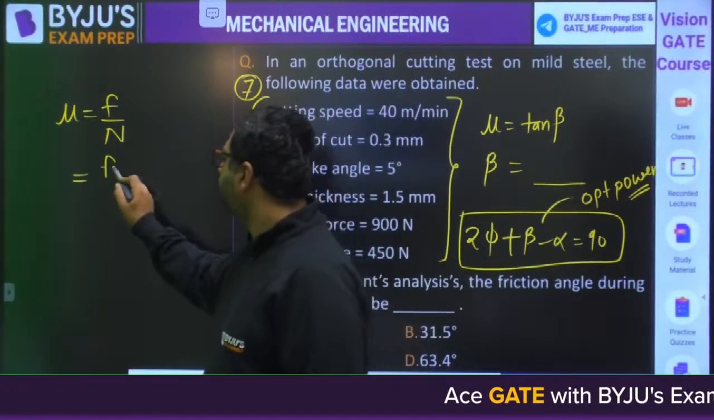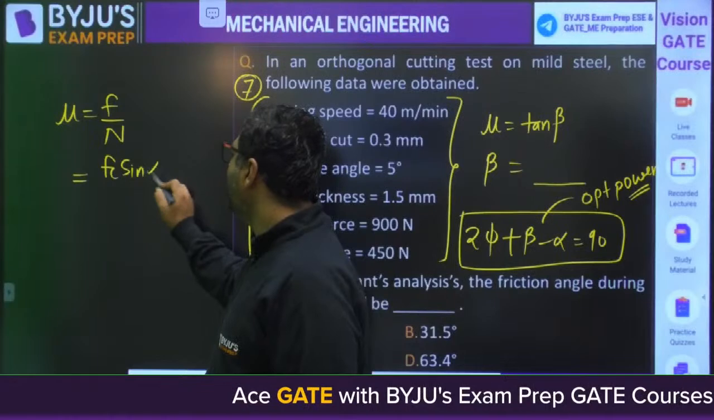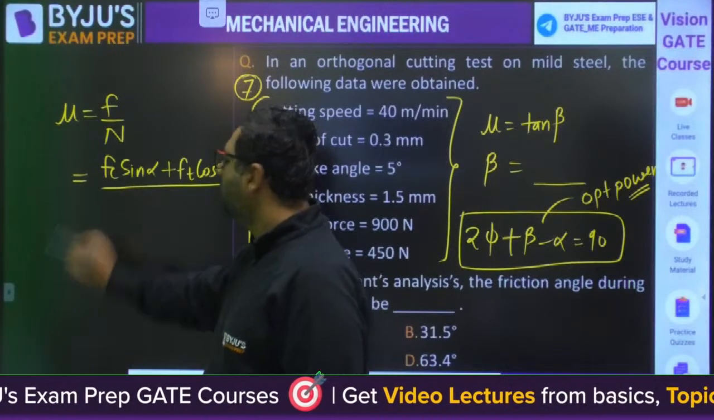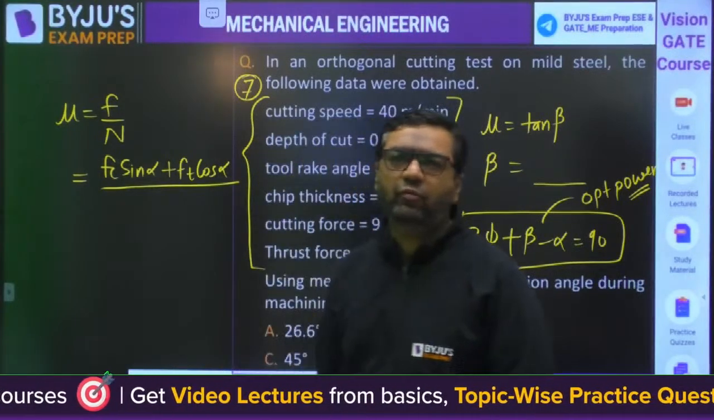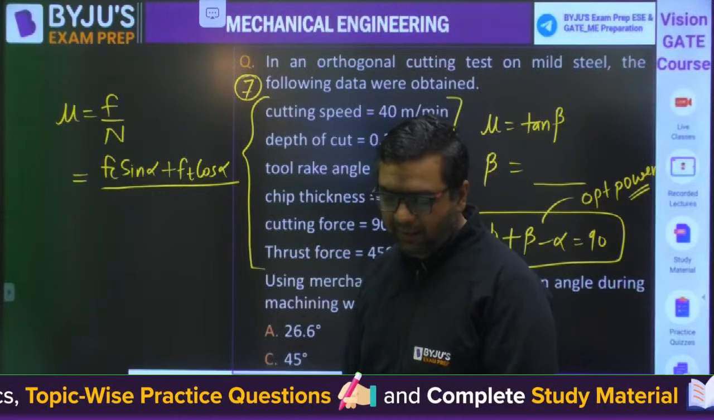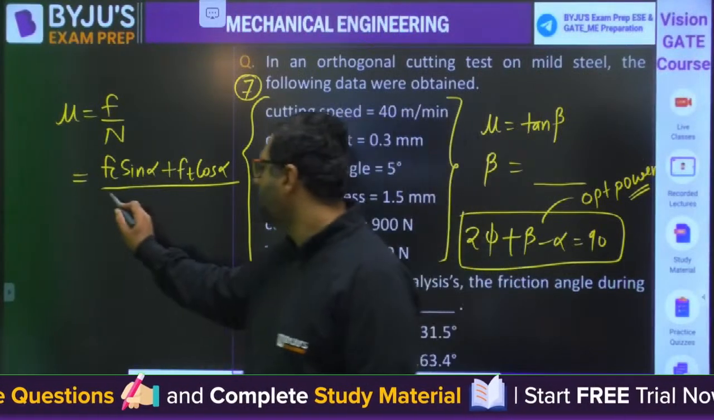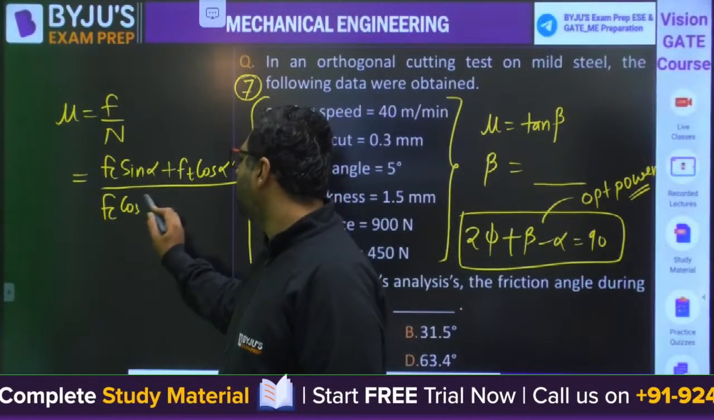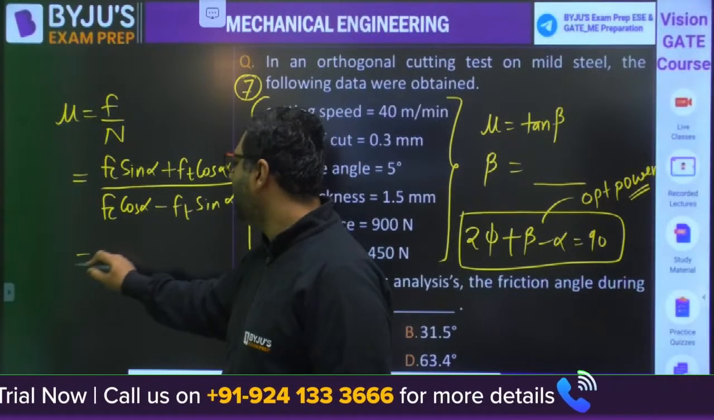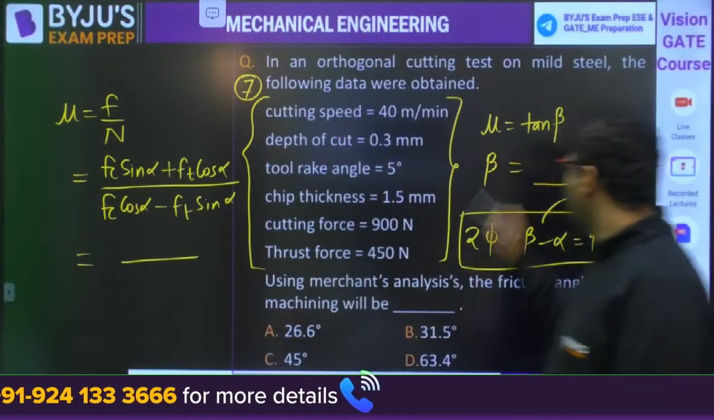So it will be Fc sin alpha plus Ft cos alpha. Everybody remember the formula? Anybody have given the answer? This is F by N. Yes. So Fc cos alpha minus Ft sin alpha. You will get some value. From there you can find out beta.